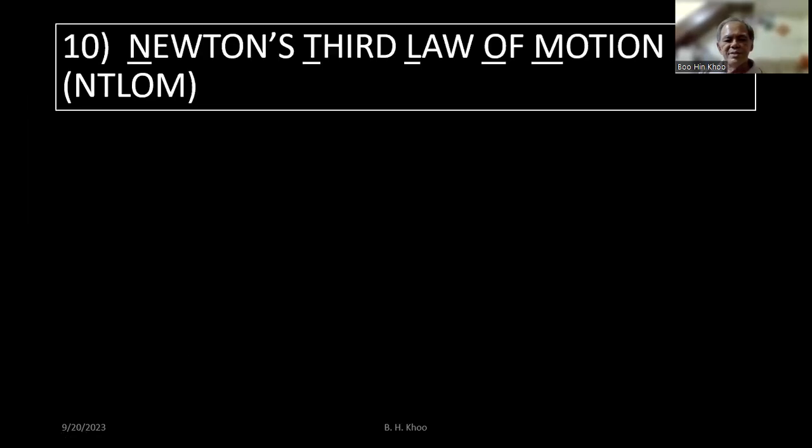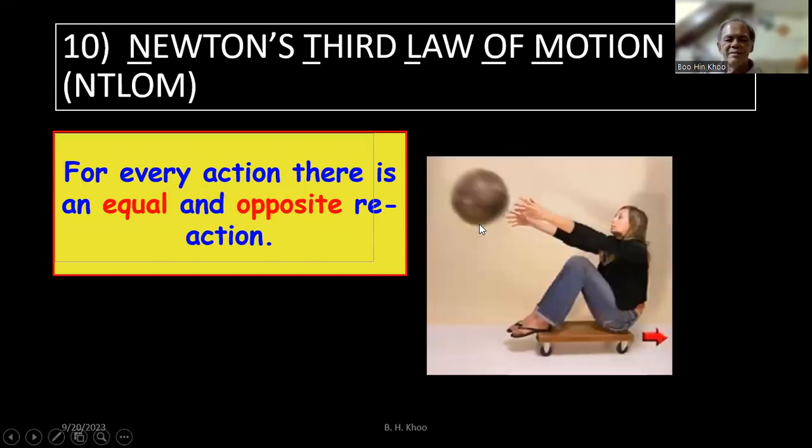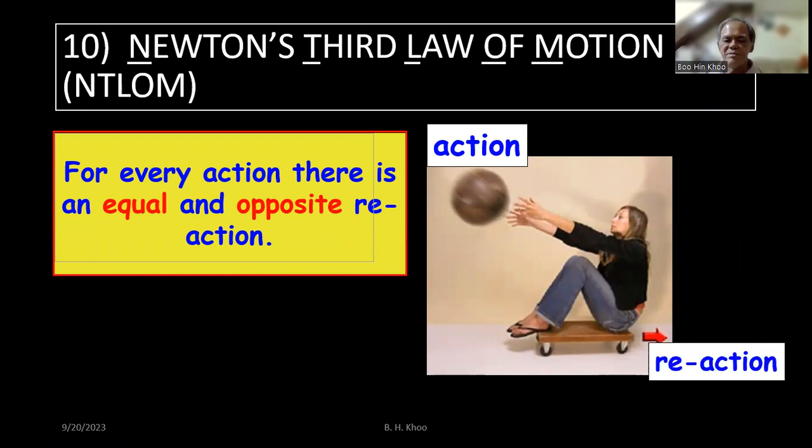Newton's third law of motion, NTLOM. For every action, there's an equal and opposite reaction. Right? We have wheels there so that there's reduced friction. So to move backwards, throw the ball forward. That's what you do in space. Action, throw the ball forward; you move. Reaction, you move backwards.